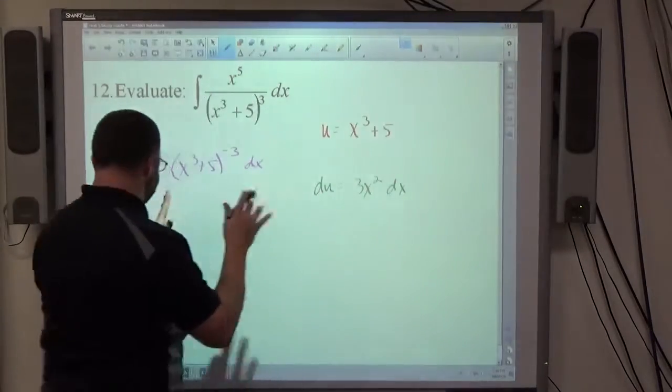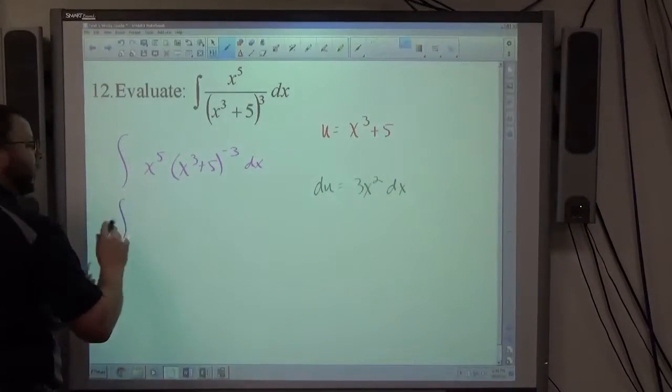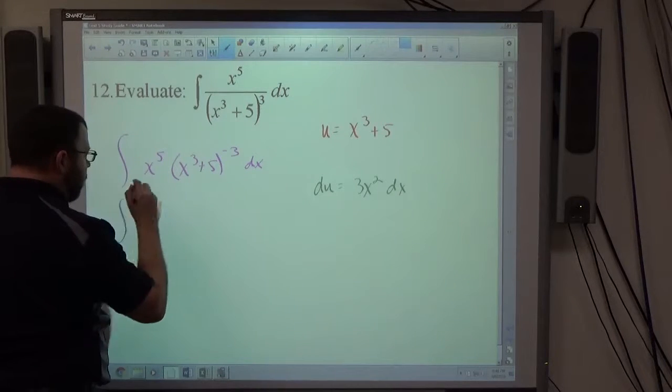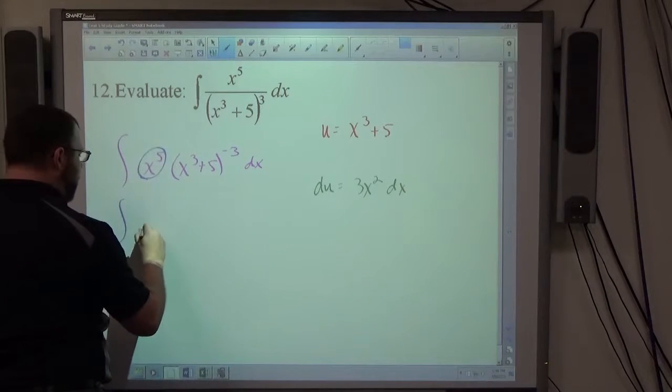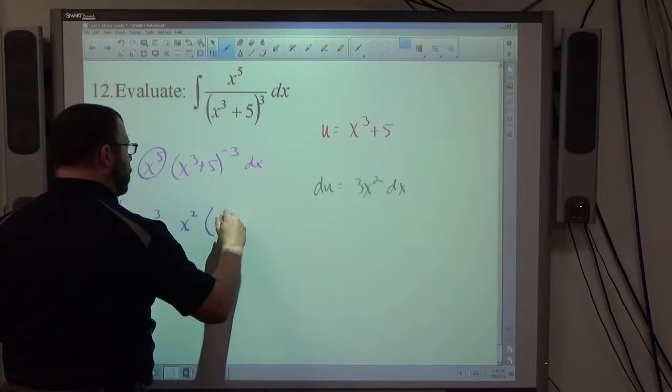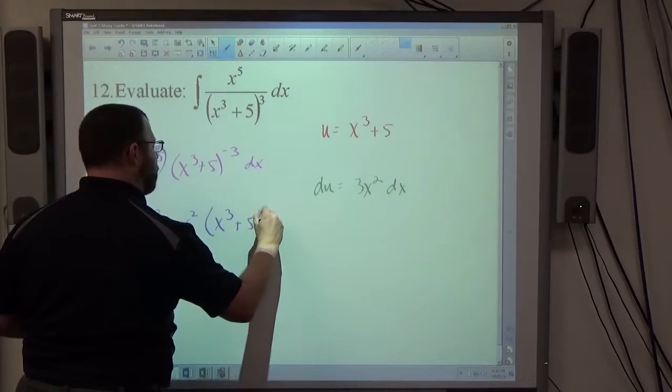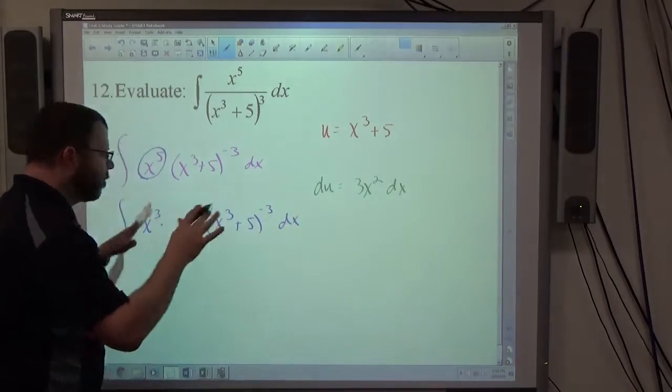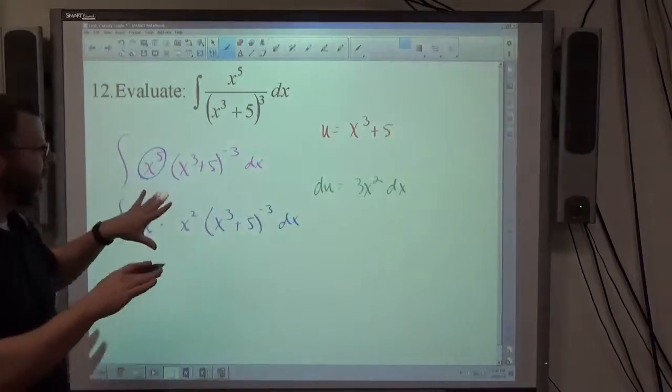So what I'm going to do is split this apart a little bit to get some pieces in there. So I'm going to make this x to the 5th power into x to the 3rd power times x squared. I'm going to keep this x cubed plus 5 to the -3rd power, and I'm going to keep that dx. So just so I can say an x squared, so I can kind of work along with this.